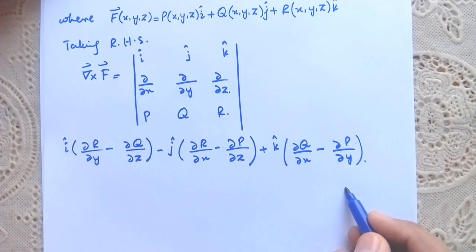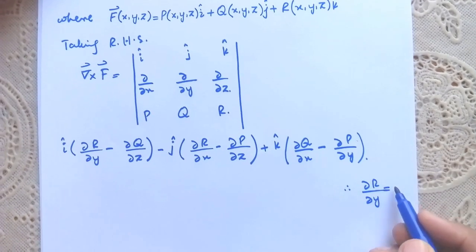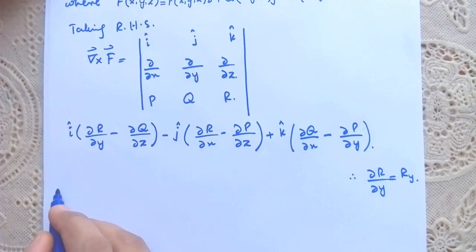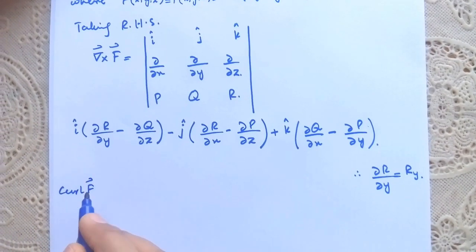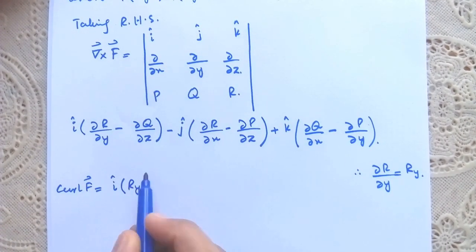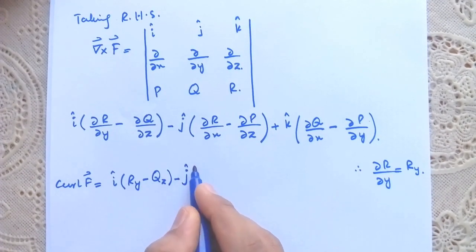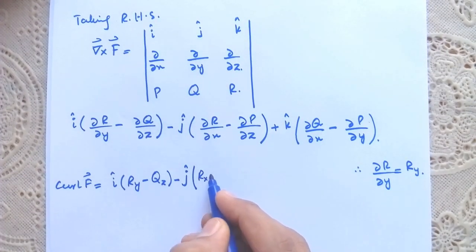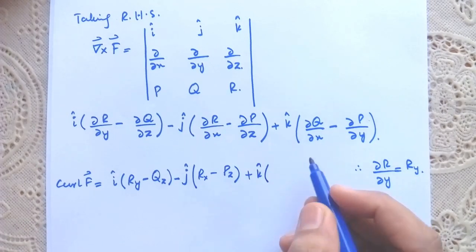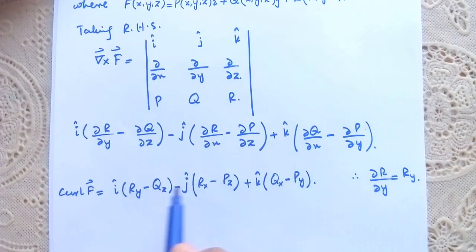And in short, partial of r with respect to y can be written as ry and so on. So this vector can be written as curl of f is equal to i cap (ry minus qz), minus j cap (rx minus pz), plus k cap (qx minus py), right?